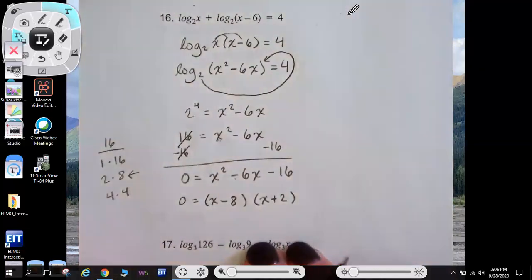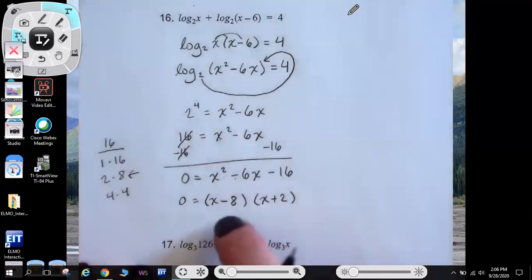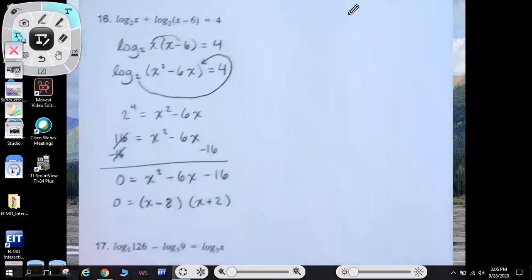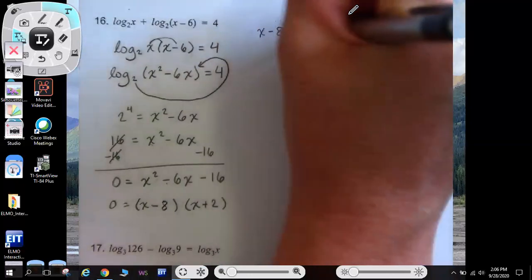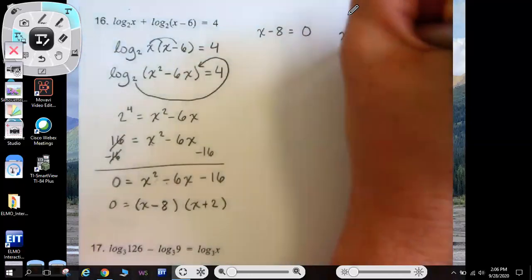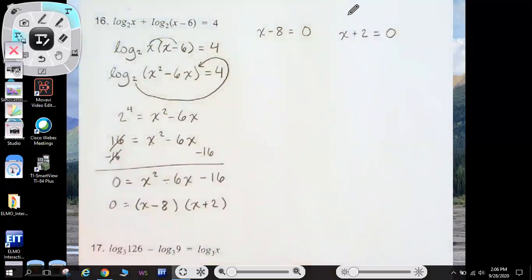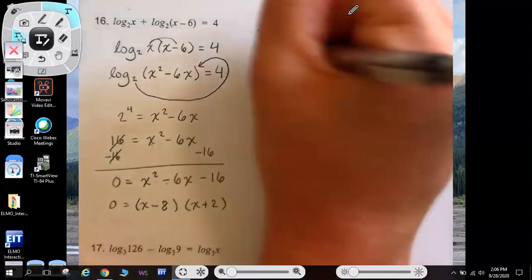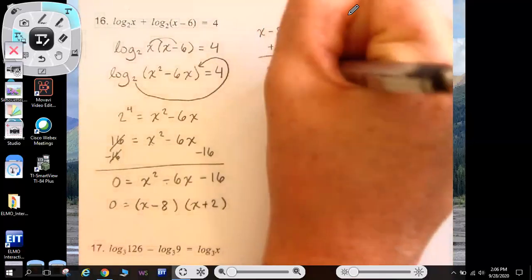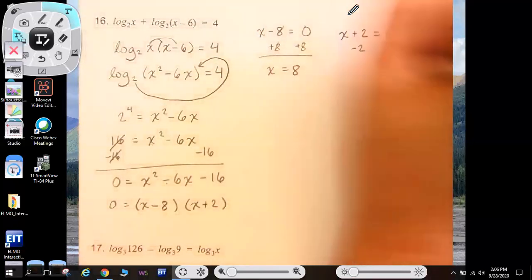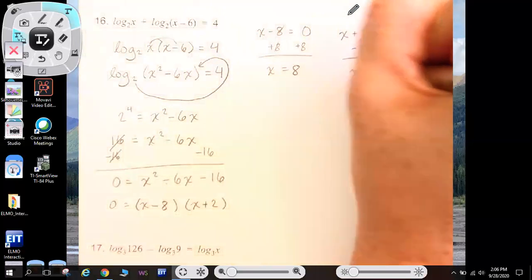Okay, now that we have our two factors, we set each factor equal to 0 separately. I'm going to move up here where I have more room. So x minus 8 equals 0, and x plus 2 equals 0. Solve both of these for x. I'm going to add 8 to both sides to get x equals 8. Subtract 2 from both sides to get x equals negative 2.